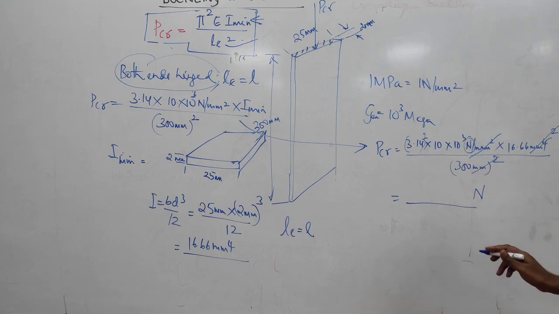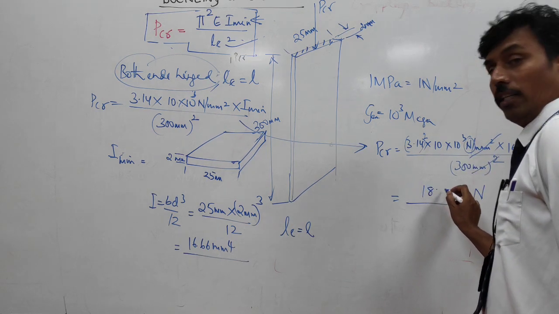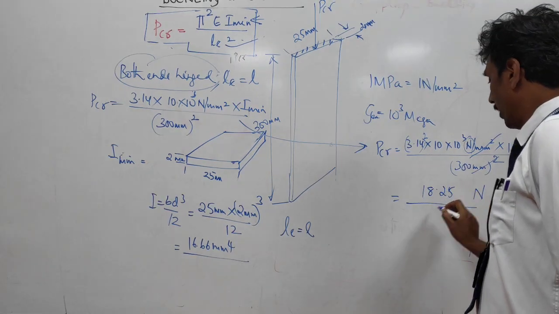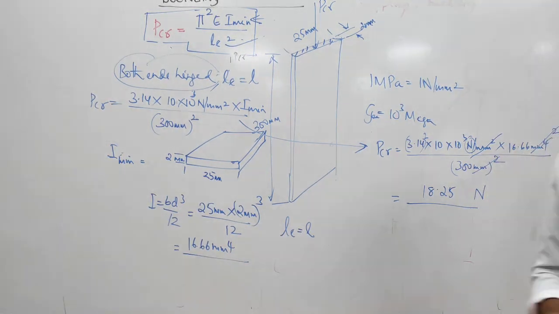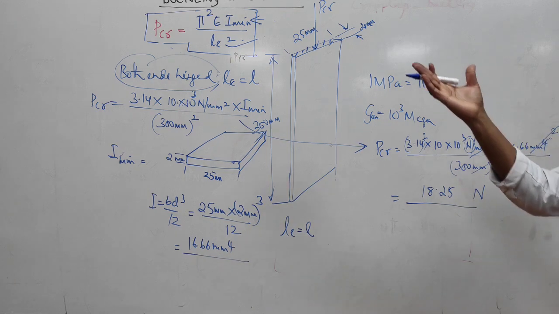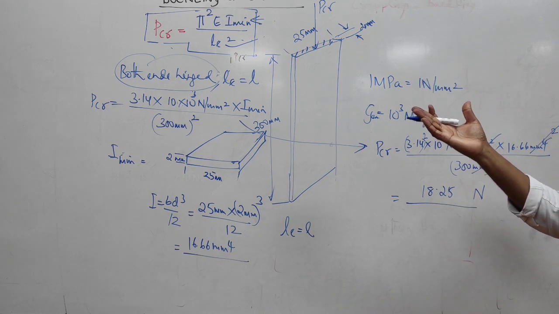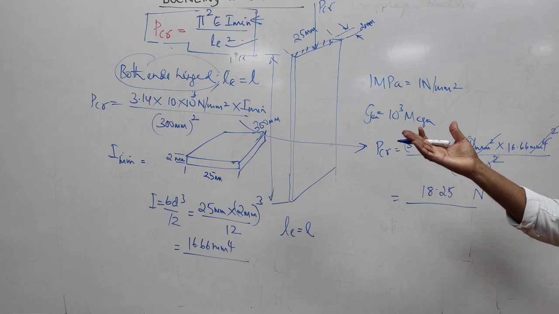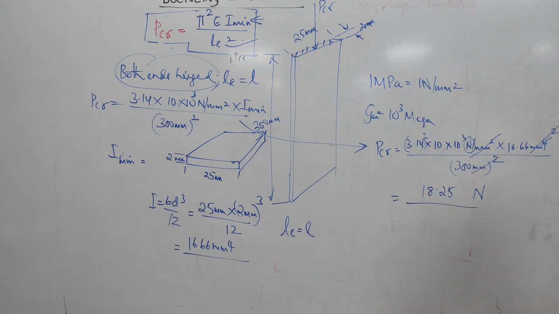What is the answer that you got? 18.25. What is 18.25 in kg? 1.8 kg. Okay, are these equations useless? They are useful, no? We guessed 1 kg, and felt it could take more load. By the equation it is giving that it can take 1.8 kg of load.